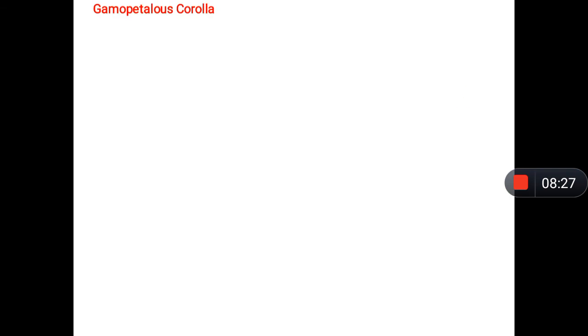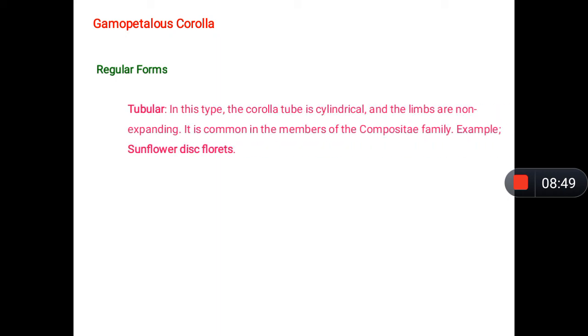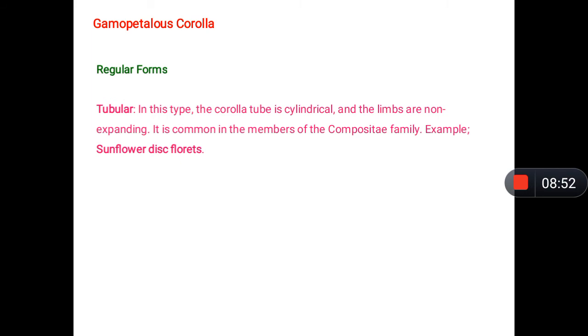So let's see other types of corolla, that is gamopetalous. Gamopetalous flowers means the corolla or petals are united or fused. There are also two forms, regular forms and irregular forms. In the regular forms we can see there are different types. The first one is tubular. In this type the corolla tube is cylindrical and the limbs are non-expanding.